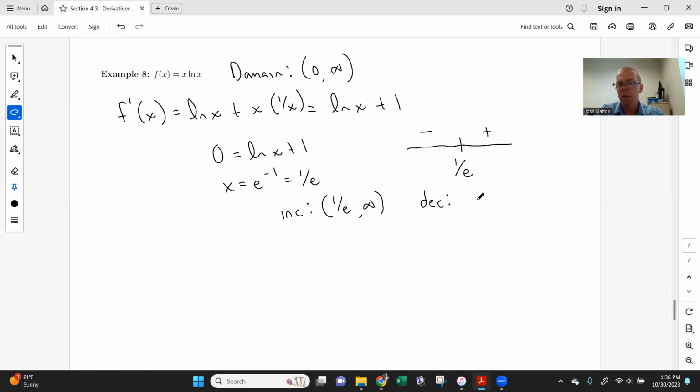We are decreasing from not negative infinity, but 0 to 1 over e. You want to make sure it's a parentheses, not a bracket. Since it's decreasing, then increasing, we have a minimum, not a maximum. For the minimum, we plug in 1 over e, so f of 1 over e is negative 1 over e. And the maximum is none, it does not exist.